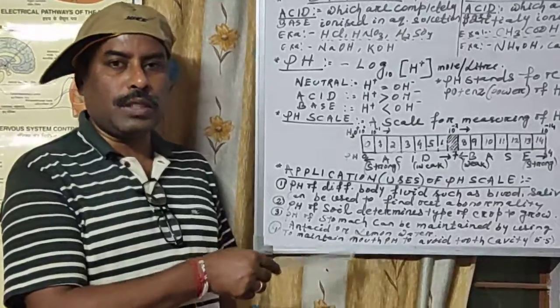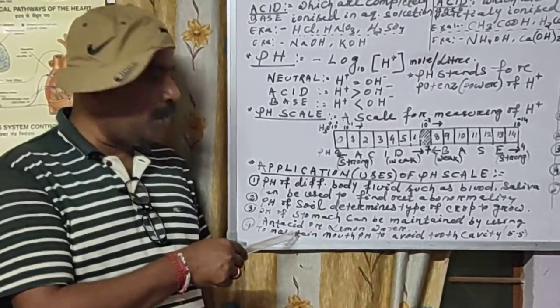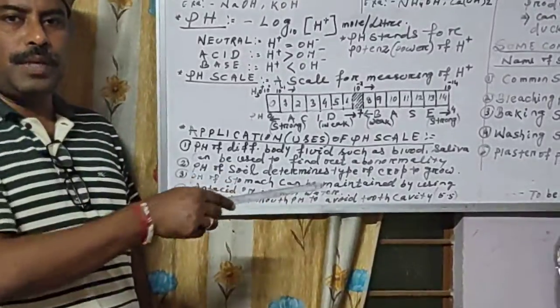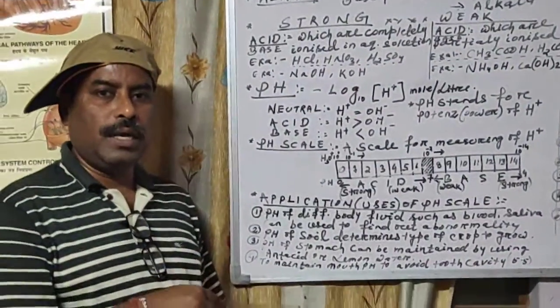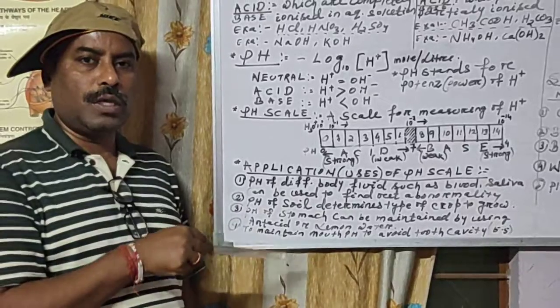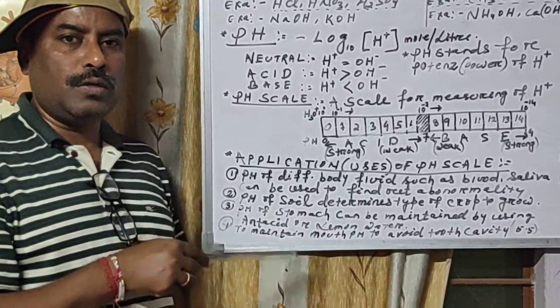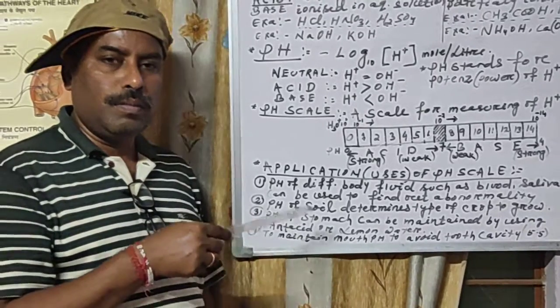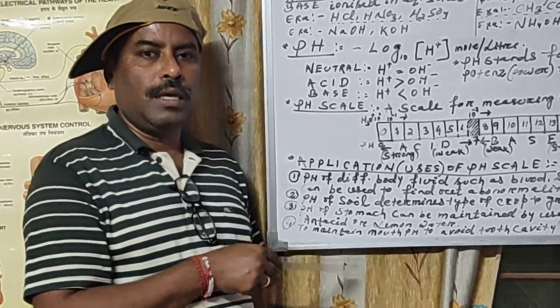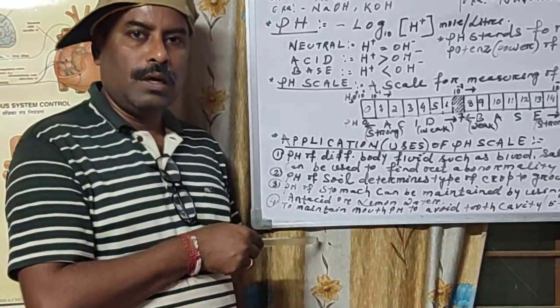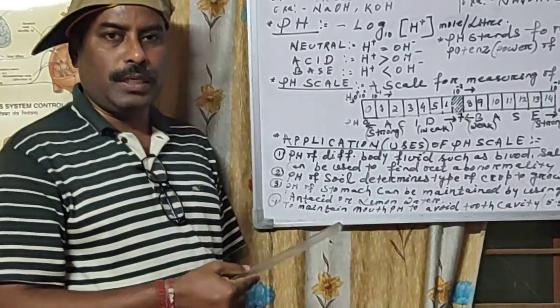So to avoid this tooth cavity, we have to maintain our pH level at 5.5. A pH less than 5.5 in our mouth makes it acidic, and that acid causes the corrosion of enamel, causing the tooth cavity. That's why we brush our teeth twice, morning and evening, to maintain the pH of the mouth and avoid what is called tooth cavity.